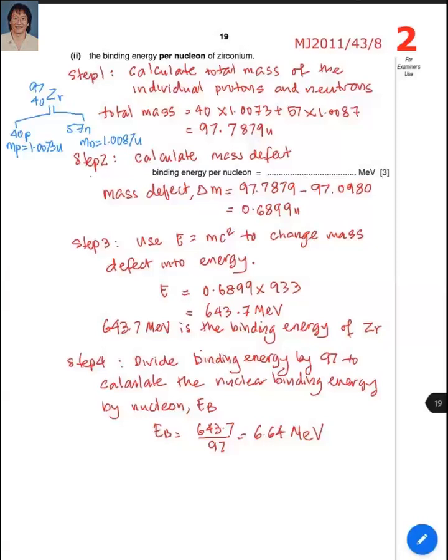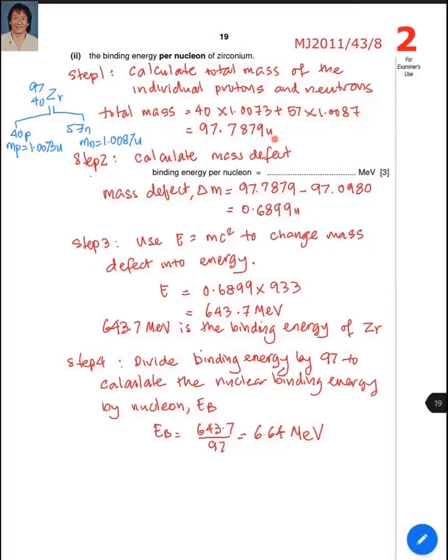In part 2, we have to calculate the binding energy per nucleon of zirconium. We have to do this calculation in 4 steps. In step 1, we calculate the total mass of the individual protons and neutrons. Zirconium is 97 over 40. This 40 represents the proton number and 97 represents the number of protons and neutrons. That means in the zirconium nucleus, we have 40 protons and 57 neutrons. So the total mass of the individual protons and neutrons will be 40 times the mass of the proton plus 57 times the mass of the neutron.